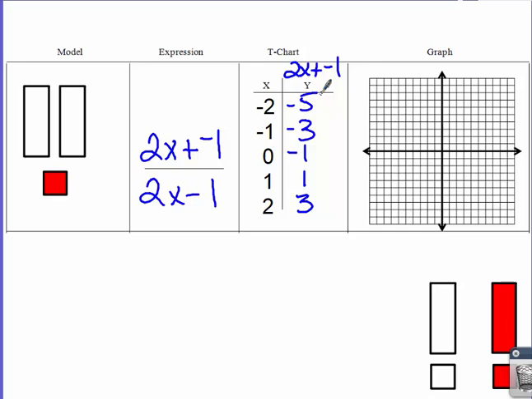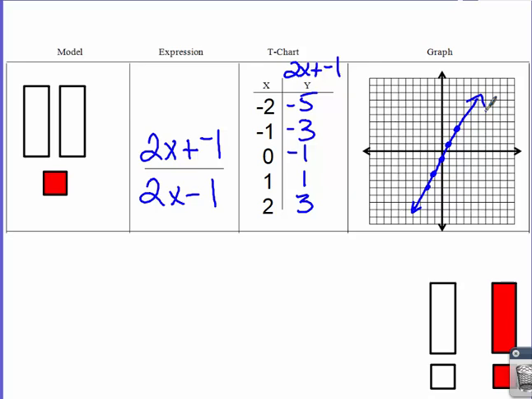Okay, so our first coordinate is -2, -5. So from the origin, I'm going to go left 2, down 5, and put a dot. The next one is left 1, down 3, and then right or left none, down 1, and then right 1, up 1, and then right 2, up 3. And to finish out the graph, we connect the dots and put our arrows on the line. So that is what we did with BBOA 1.